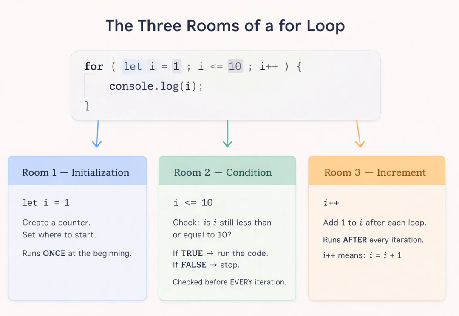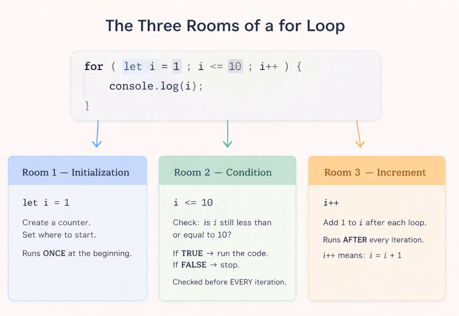Room 2 is the condition. Before every single iteration of the loop, JavaScript checks this condition. If it's true, the code inside the curly braces runs. If it's false, the loop stops immediately. Here we have i less than or equal to 10, so the loop keeps going as long as i hasn't exceeded 10.